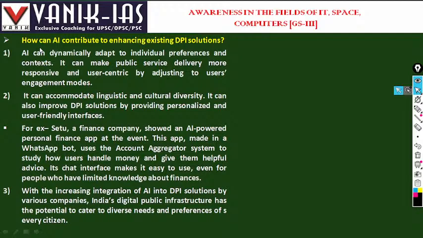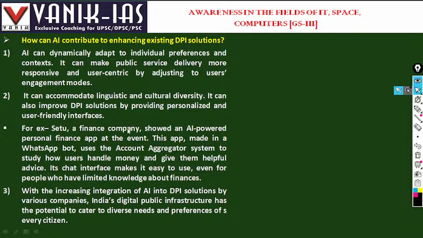How can AI contribute to enhancing existing DPI solutions? AI can dynamically adapt to individual preferences and context. It can make public service delivery more responsive and user-centric by adjusting to user engagement modes. It can accommodate linguistic and cultural diversity. It can also improve DPI solutions by providing personalized and user-friendly interfaces.